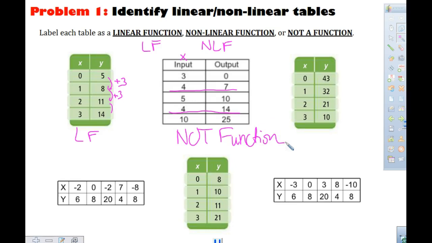So you need to be careful. Sometimes it's really easy to just get caught up in the linear, non-linear, and forget, oh, that doesn't even make sense. That's not a function, because 4 had 2 different outputs.